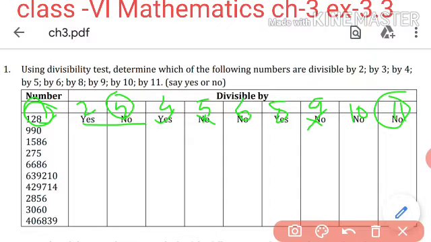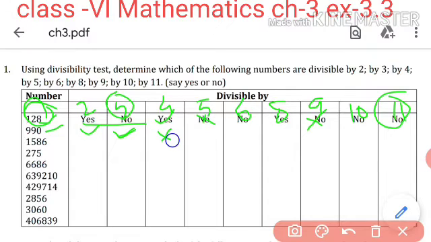Now you can see the next number, 990. Now 990 will be what? For 2 it will be yes. Now for 3, is it divisible by 3? Because 9 plus 9 is 18. Now 18 is divisible by 3. So this also is yes. So for 3 it will be yes. Now for 4, is 90 divisible by 4? No, isn't it? So for the divisibility test of 4, this will be no. You have to write no here, okay?